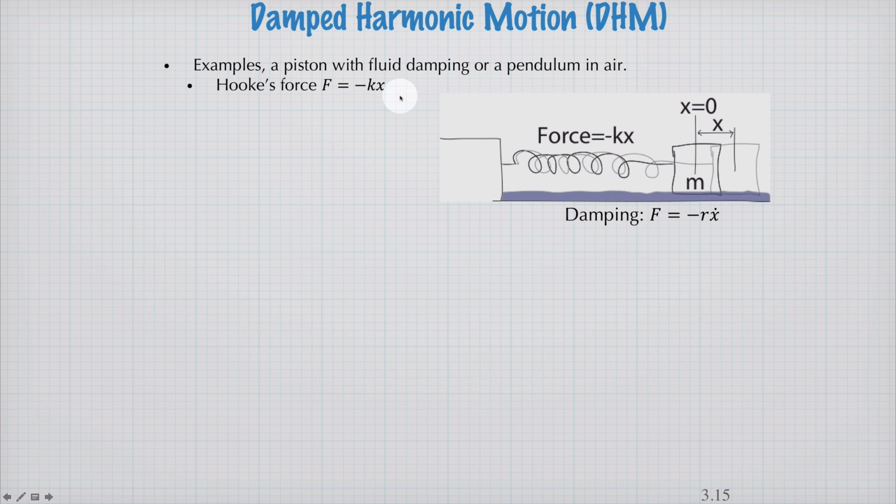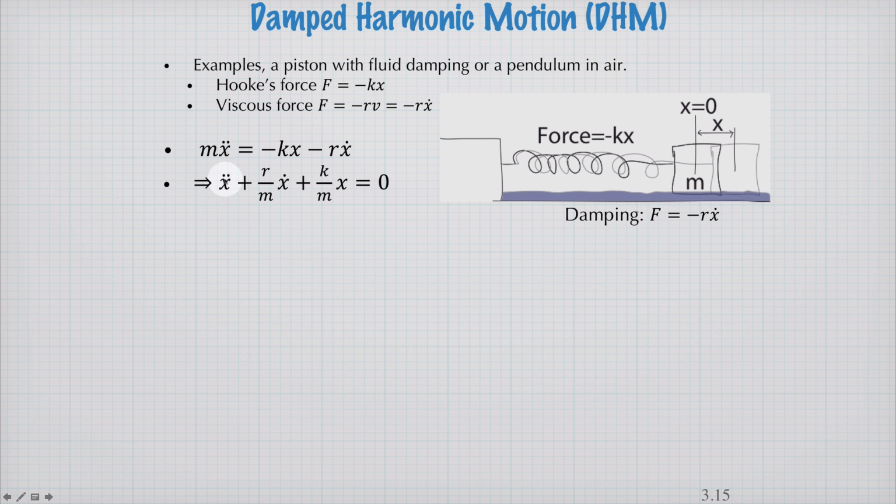So if we add up the forces, as before, we've got Hooke's law giving the restoring force. We've now got a viscous force, negative r x dot. And the sum of these forces must be equal to mass times acceleration. So mass times acceleration must be equal to negative kx minus r x dot. And this is an equation of motion.